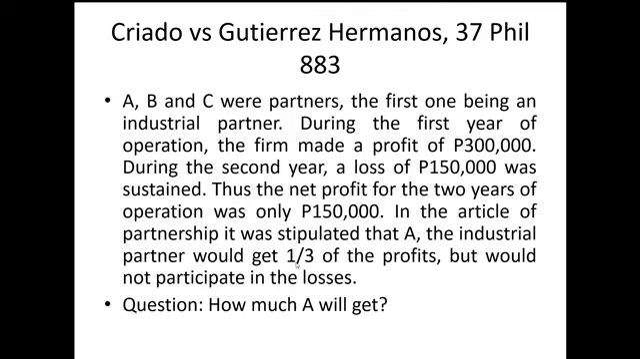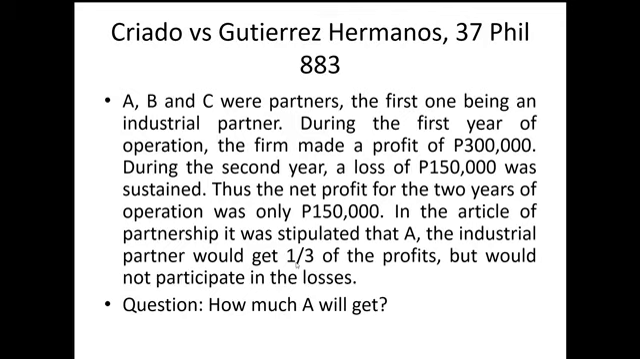In the article of partnership, it was stipulated that A, the industrial partner, would get 1/3 of the profits, but not participate in the losses. Question: how much will A get? Is this 1/3 of the 300,000, or is that 1/3 of 150 lang, which is the net profit? Okay, answer: 1/3 of the 150 lang. Kasi even though an industrial partner daw is exempted from losses, it does not refer to one or more specific transactions. Kaya lumalabas, dapat 1/3 lang nung net, which is 150.